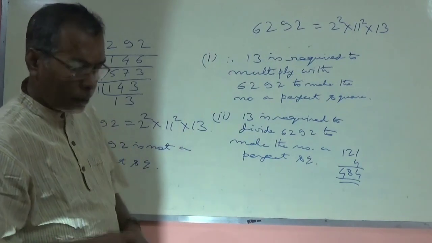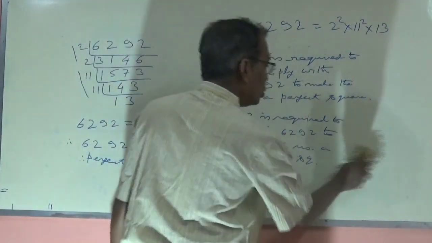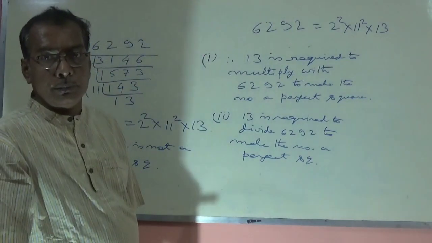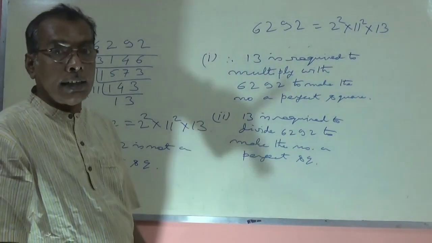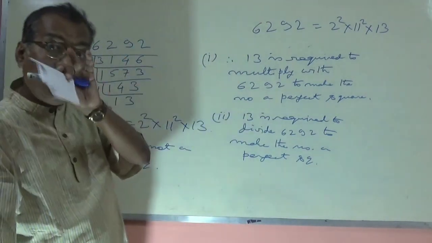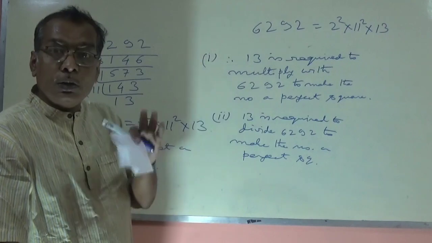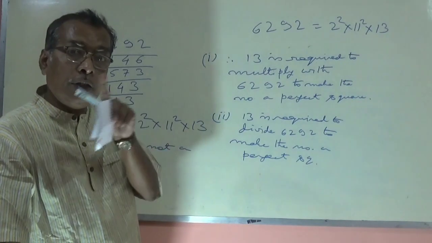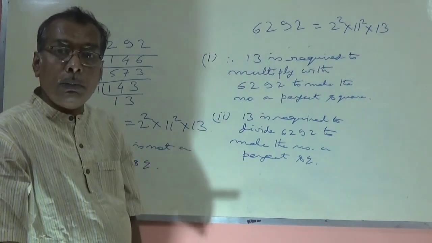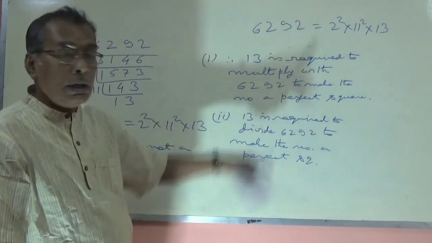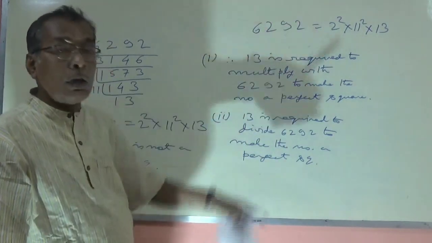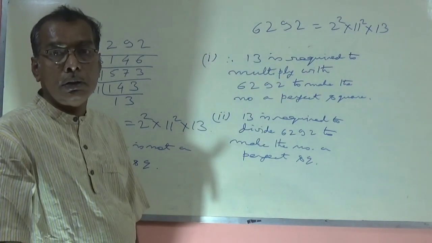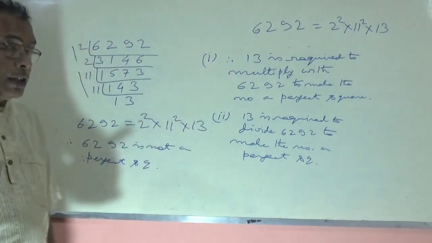Is it clear? Anyway, I have discussed here two different types of questions by taking one question. Rather, you can say I have solved three different types of questions. One question, if it is a perfect square or not. Second, if it is not a perfect square, how much is required to multiply? This method. And if it is not a perfect square, how much is required to divide? This method. This way you can solve these three types of questions.